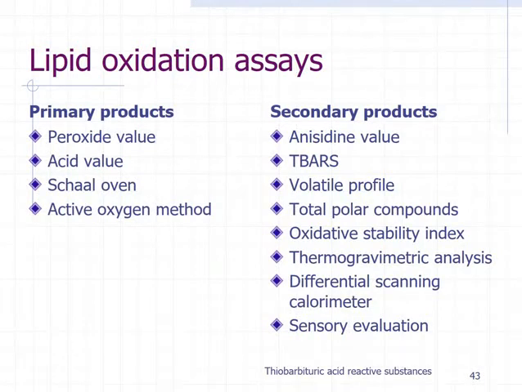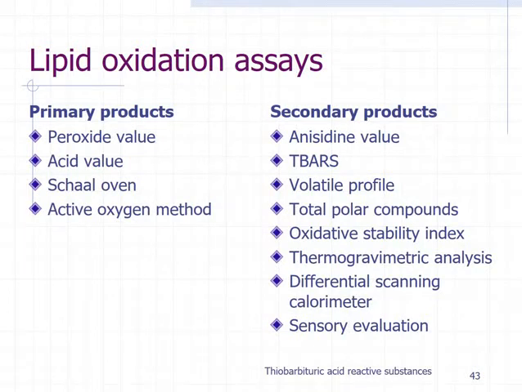And then we've got the Schaal oven test, and then we've got what we call the active oxygen method. So that's your primary lipid oxidation assays. When it comes to the secondary, we have your anisidine value, we have your TBARS, that stands for thiobarbituric acid reactive substances. That one should be very familiar. We have the volatile profiles of all the volatile products that are formed. We have the total polar compounds, and the oxidative stability index, also known by the trademark Rancimat, Ransi for rancidity, mat for, I'm assuming, equipment.